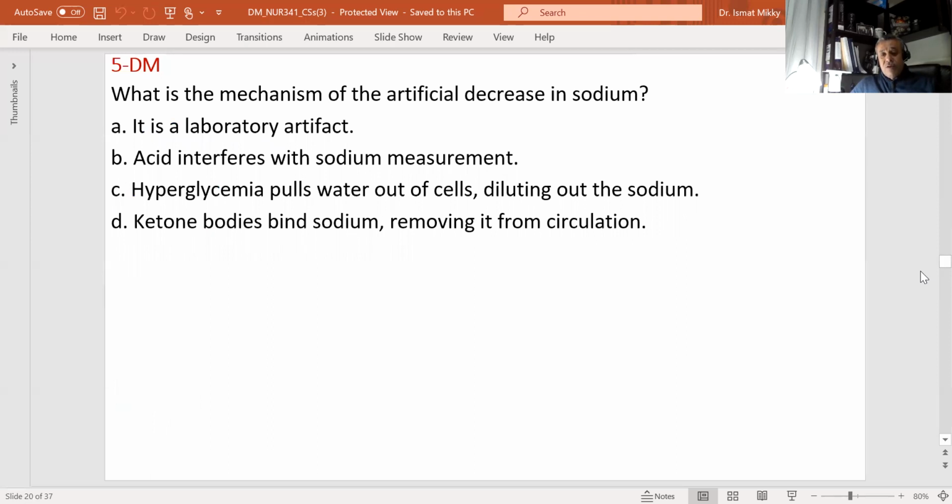What is the mechanism of artificial decrease in sodium? So it's C, hyperglycemia pulls water out of cells, diluting out the sodium. Because hyponatremia causes confusion and hyperglycemia causes confusion, it is important to be able to address and correct the proper abnormality. Both of them, hyperglycemia and hyponatremia, will result in confusion.